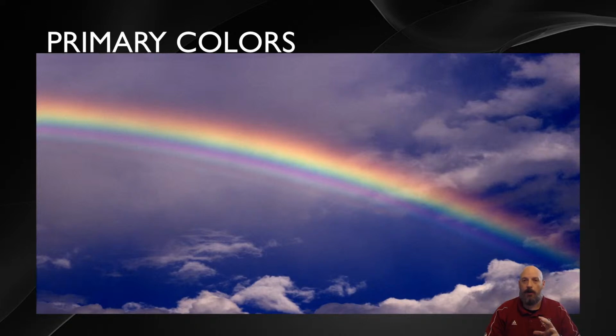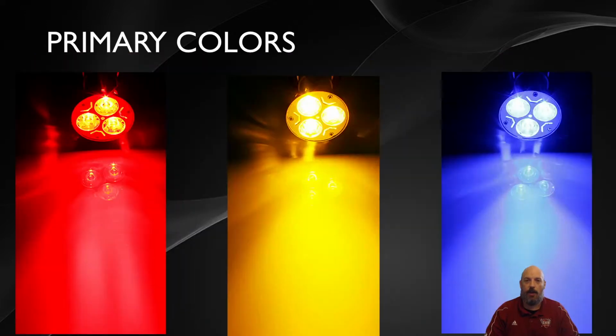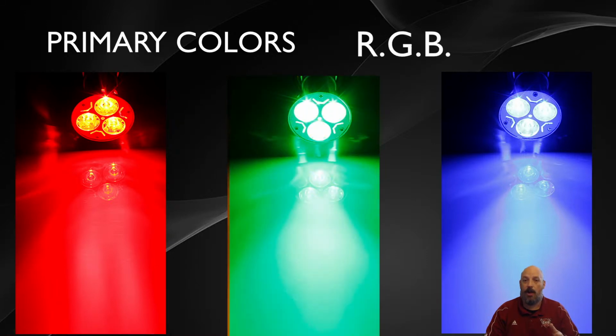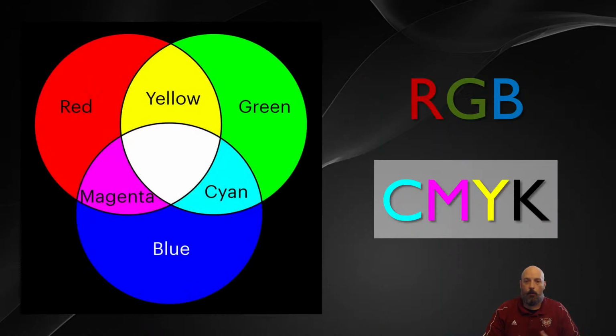Now, in the realm of light, it works differently than paint and color pigments. Your basic primary colors of light are actually red, green, and blue. So I can mix green and blue to get one color, I can mix red and blue to get something else, or red and green likewise. When we combine these colors, you get different things. When I mix red and green, I get yellow. When I mix red and blue, I get magenta. When I mix green and blue, I get what's known as cyan.